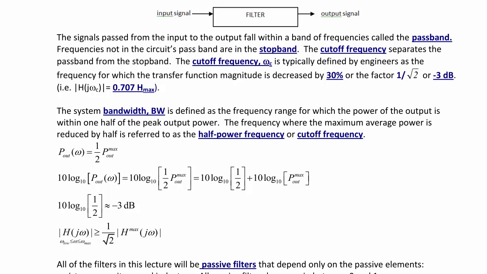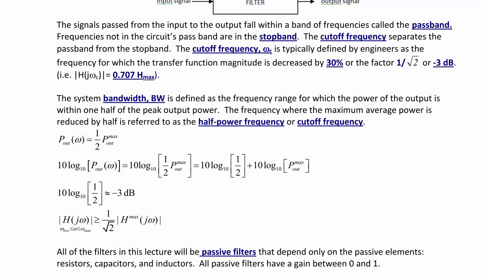The system bandwidth is defined as the frequency range for which the power of the output is within 1/2 of the peak output power. The frequency where the maximum average power is reduced by half is referred to as the half power frequency or the cutoff frequency. Once again, it's because P out of omega is equal to 1/2 of P out max. So if you do the math for this, 10 log base 10 of P out of omega is equal to 10 log base 10 of 1/2 of P out max, or 10 log base 10 of 1/2 plus 10 log base 10 of P max out. So 10 log base 10 of 1/2 is approximately negative 3 decibels, as we stated before.